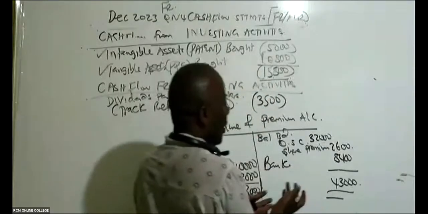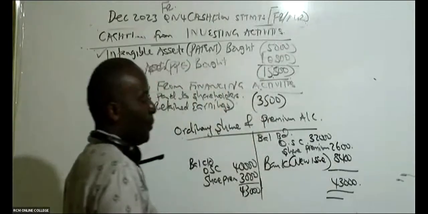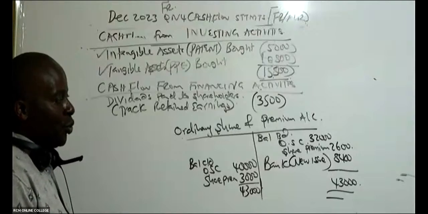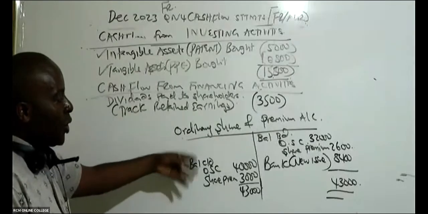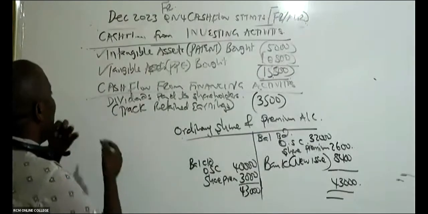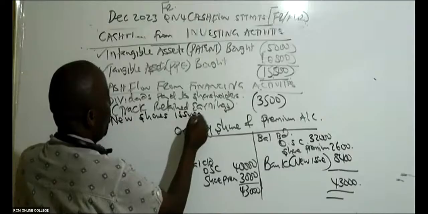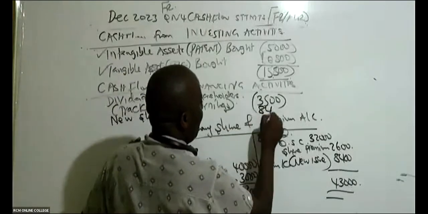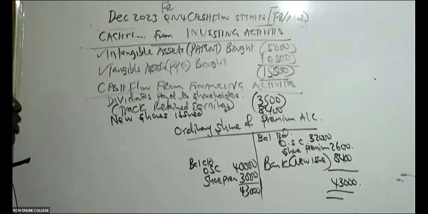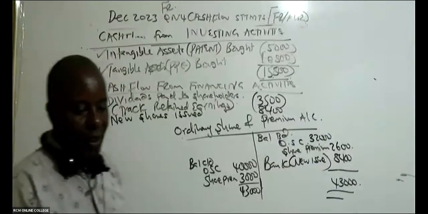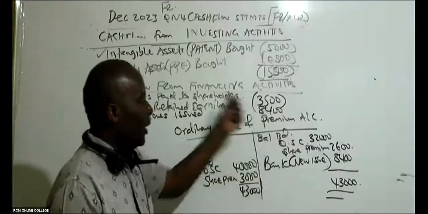This is the money I received. So it means that this was what here? A new issue. This was a new issue. If, for example, the balancing figure was to come here, it would have been what here? A share redemption. So in this case here, we have new shares issued, 8,400 positive because we received the money. That's why we credited this account and then we debit our bank.